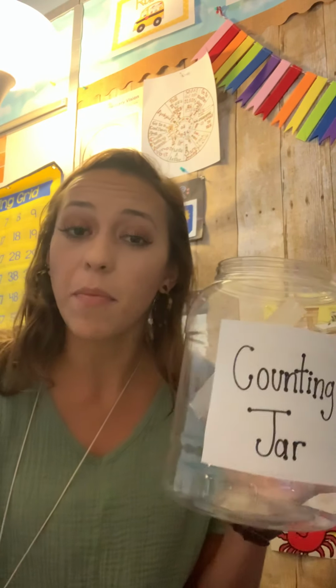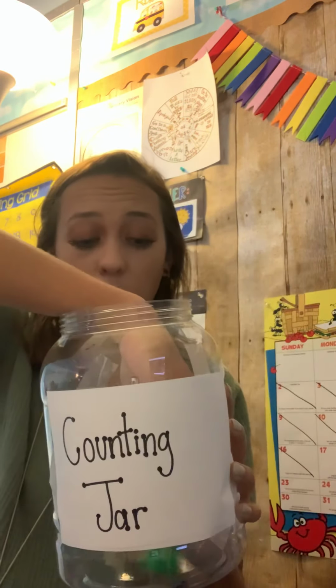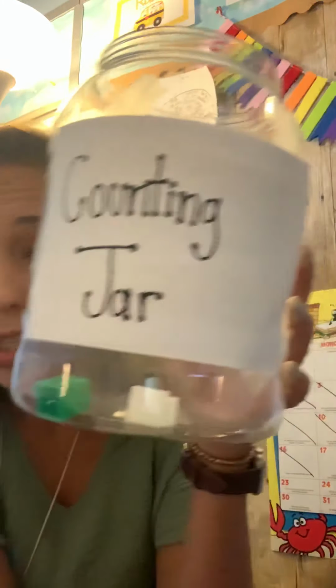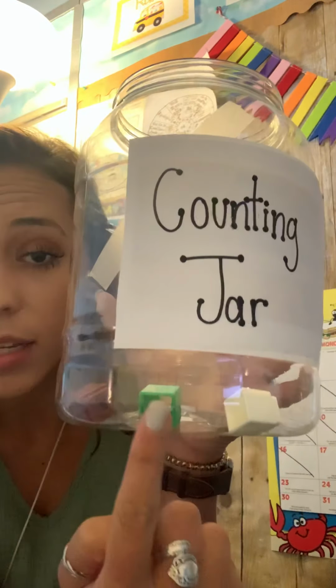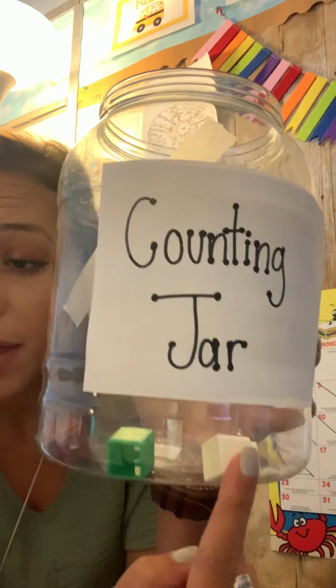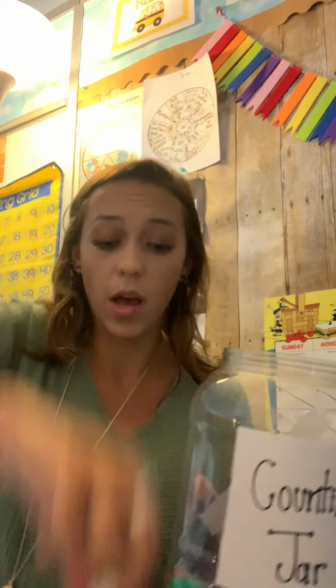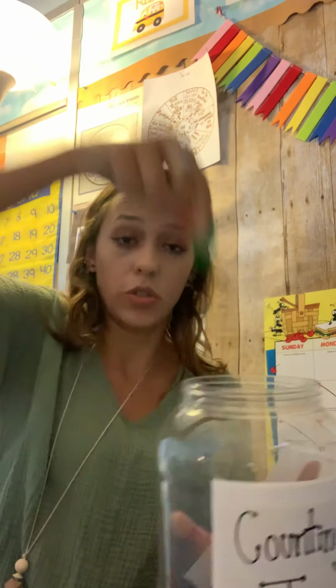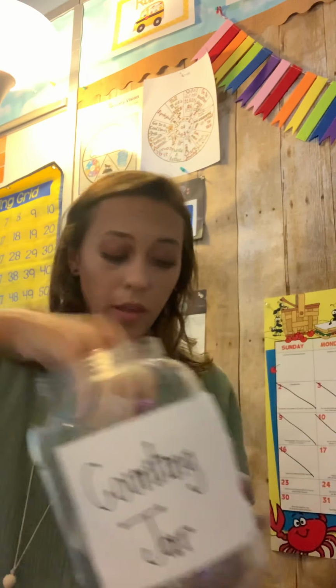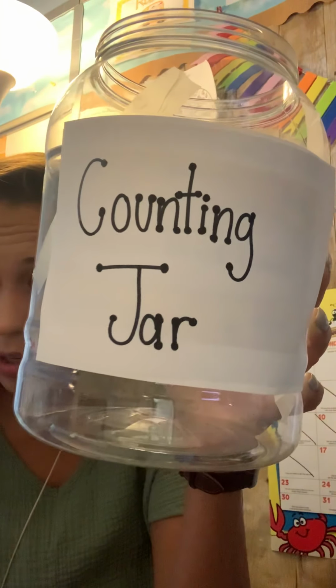1, 2, 3. There were 3 cubes in there. Now, some of you might think that that was really easy, and you can see there are 3 cubes. Look, you can see that they're in here. We could have said 1, 2, 3. But to be sure, we pulled them out, and we did this. We said 1, 2, 3. Look, now there's nothing else in our counting jar.